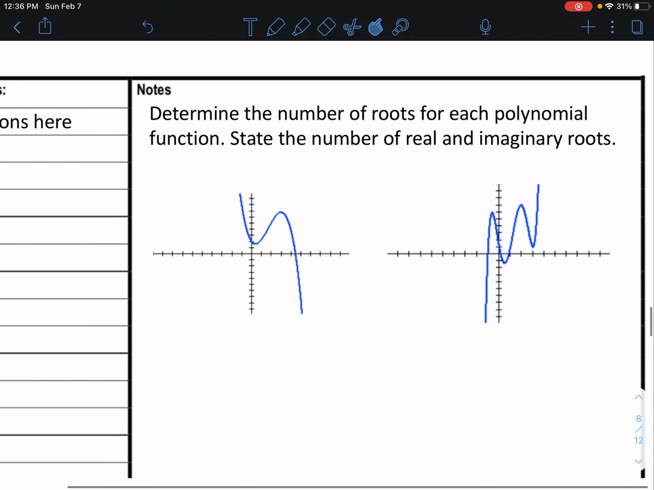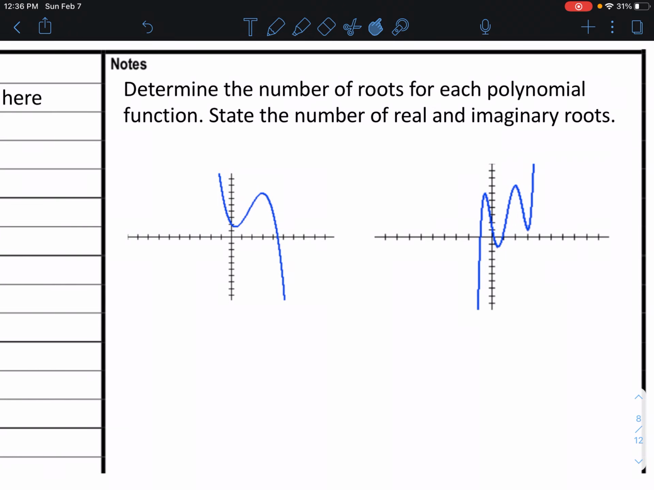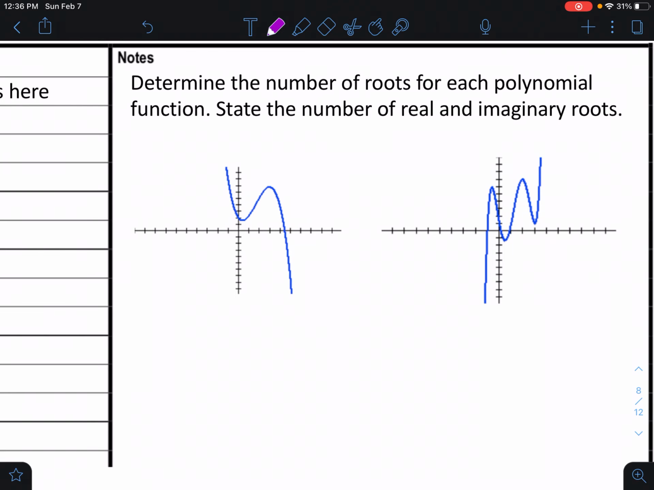Determine the number of roots for each polynomial function and then state if they're real or imaginary. Okay, so roots. How many real and how many imaginary?